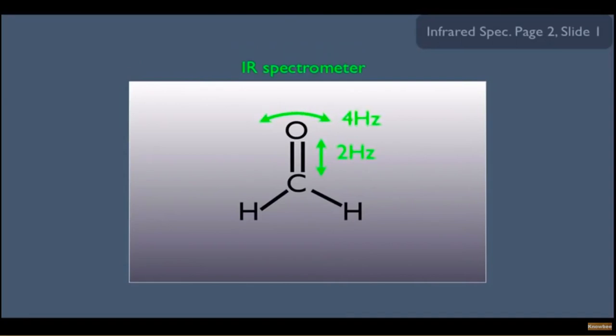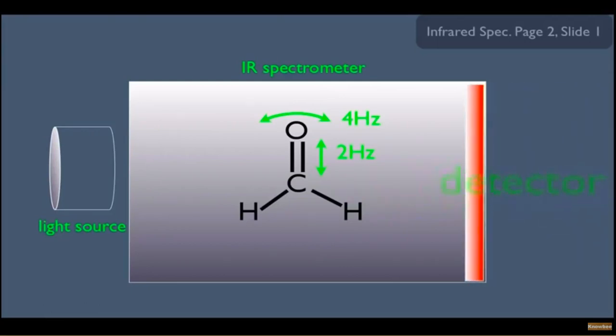So here is how the IR spectrometer functions. What happens is when the molecule is in the machine, we take something like this, a light source, which is simply something that has the ability to shine light at a molecule at various frequencies. On the other side of the machine, we have this thing right here, a detector. And all he can do is detect light.